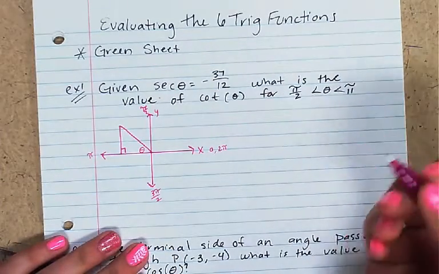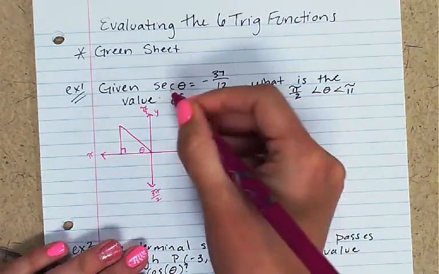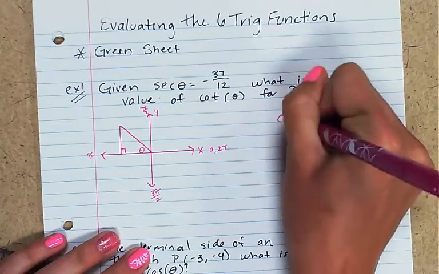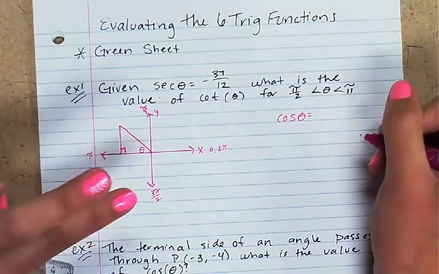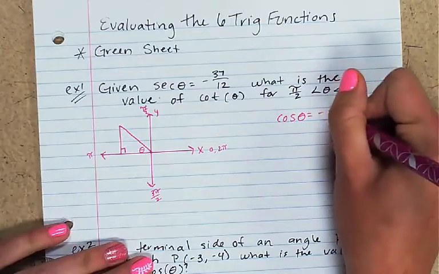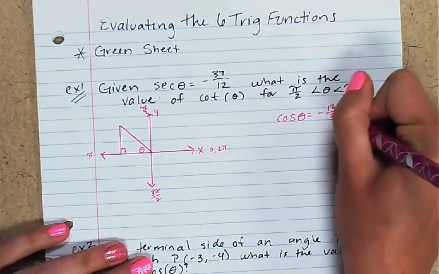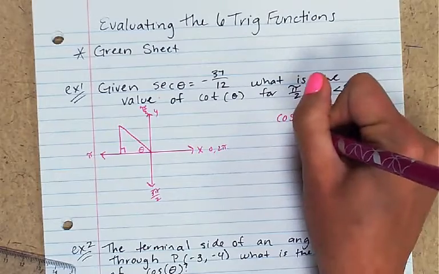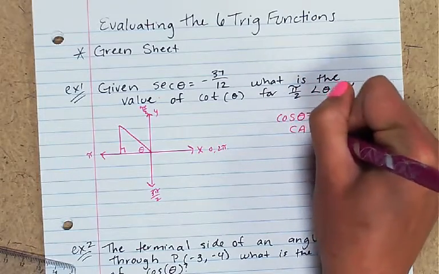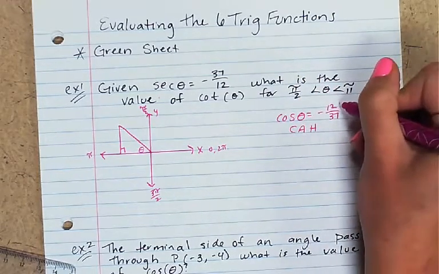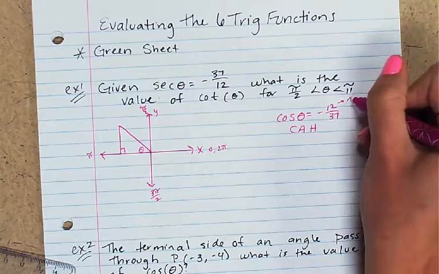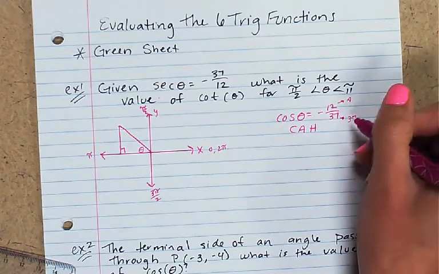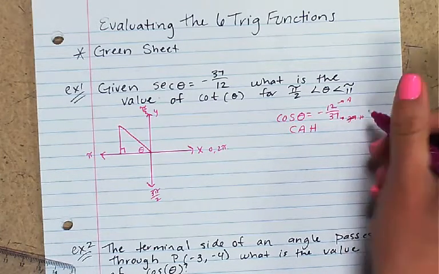Secant is the reciprocal of cosine. So if secant theta equals negative 37/12, for cosine of theta we're going to flip that and say that it's negative 12/37 because they're reciprocals of each other. As a reminder, cosine is the CAH part in SOHCAHTOA. So I know that this 12 here is the A, and the length of the hypotenuse would be 37. Or, excuse me, that would be the H.